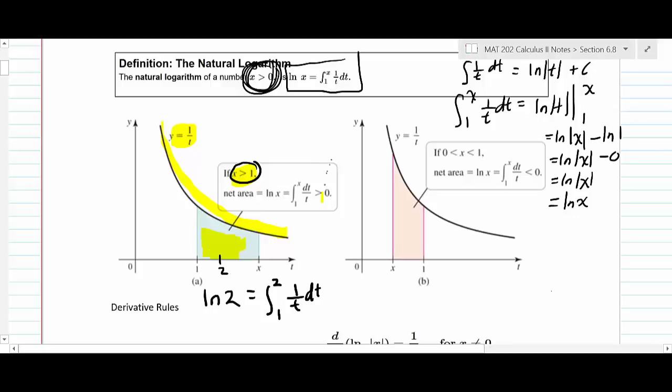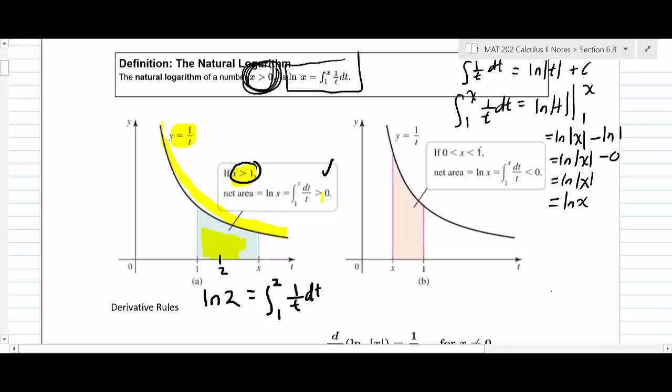All right, and that's going to be a positive area whenever x is bigger than 1, and I'll give you another graph to help you understand that in just a minute. So anyway, when x is greater than 1, it's just an integral. Does that make any sense? The antiderivative of 1 over t is ln, right? So that's the key thing that you want to get in your mind.